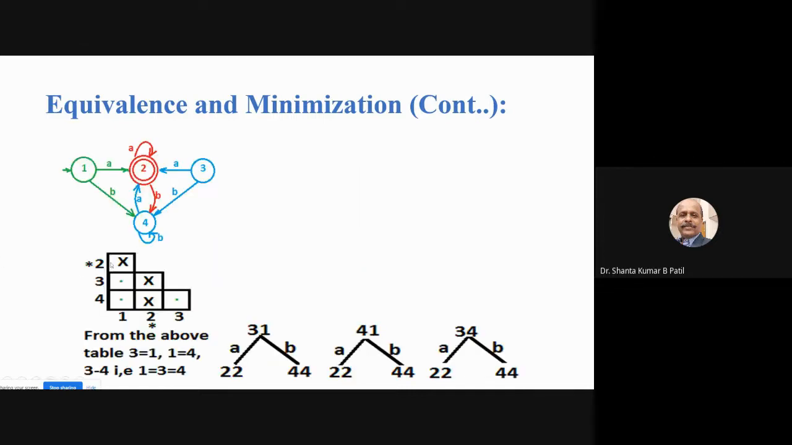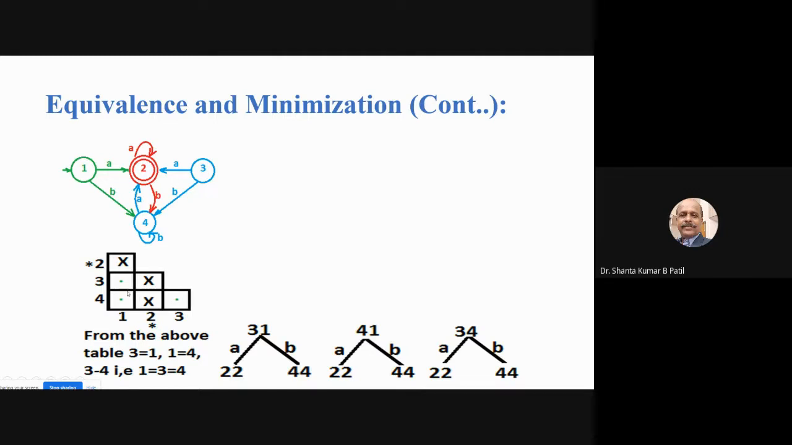For example, you can take the difference table. Vertically start with the second state and end with the last state. Horizontally begin with the first state and end with the last but one state. So mark the cross mark. 2 and 1 are not similar. So mark the cross mark wherever necessary. 2 and 3 is a cross mark. 2 and 4 is a cross mark.